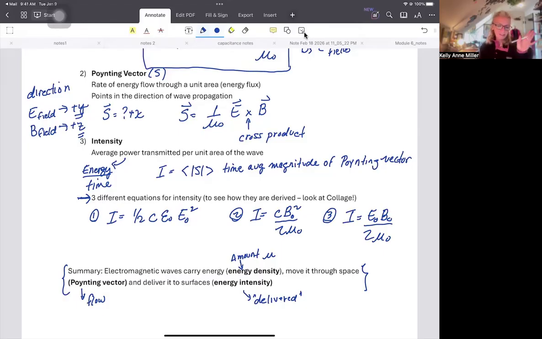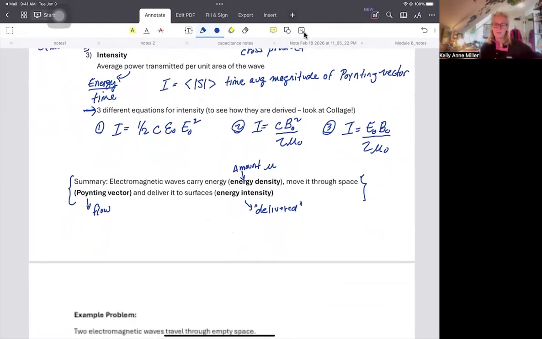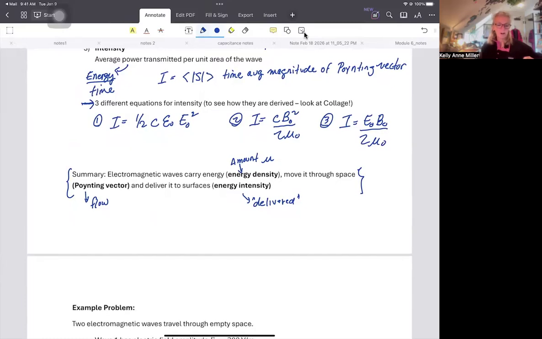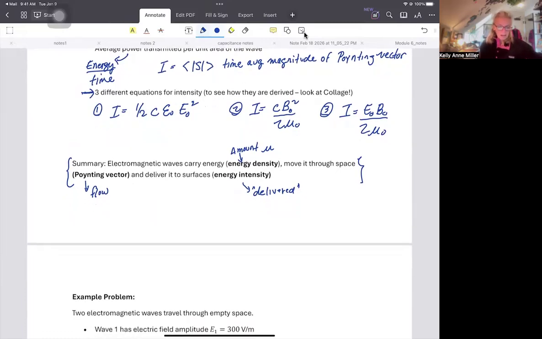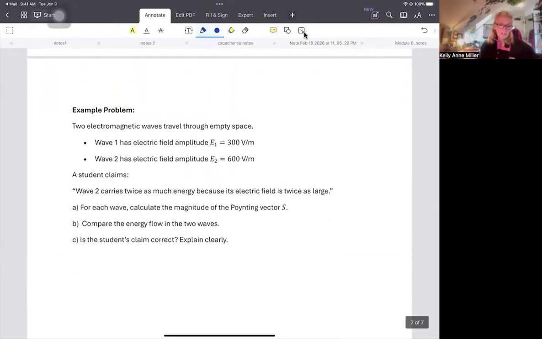So these three are equivalent. I show in Collage how these three are equivalent. And I don't know, you don't really need to know how to derive them. Different forms of them are useful depending on what you have and what you're looking for. Okay. I think I wanted to end this with an example problem.